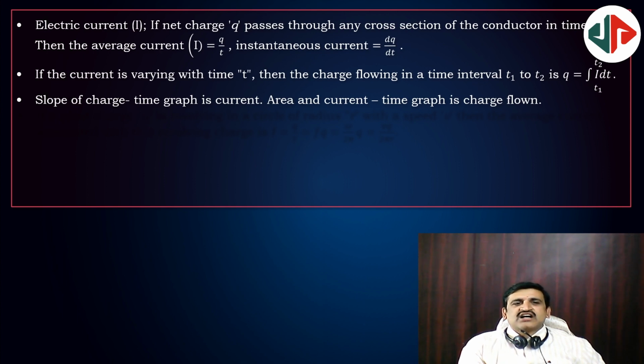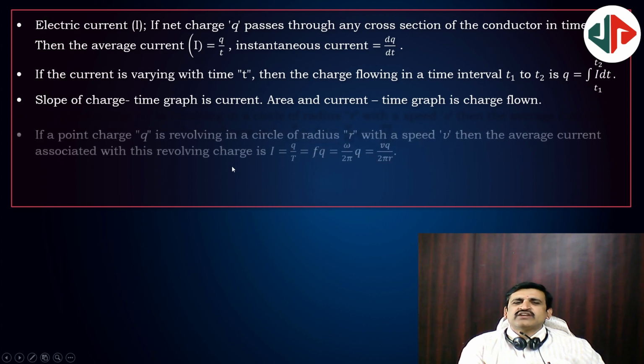Slope of the charge-time graph, charge by time, will give you the current. Area of the current-time graph gives the charge flown. Area means the product of the two things, slope means division of the two things. Simply you can put that in your mind.